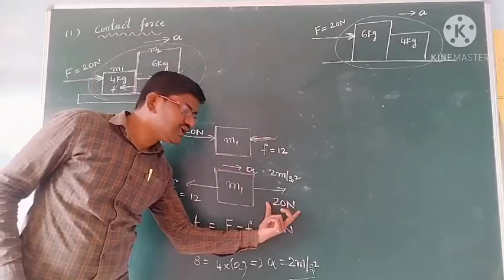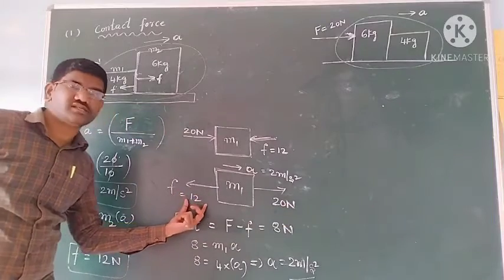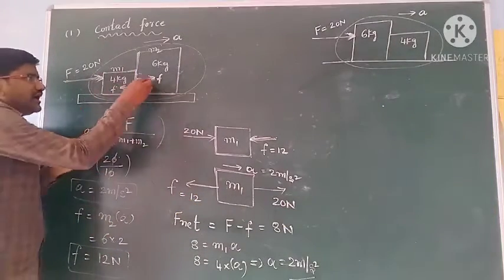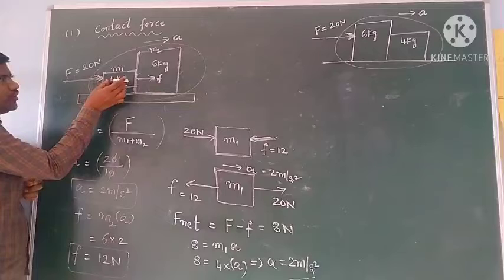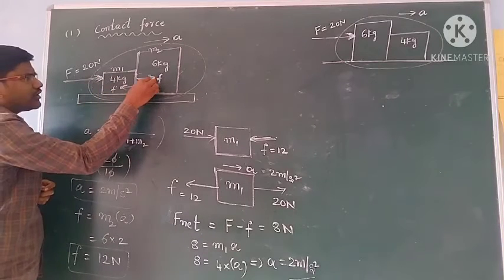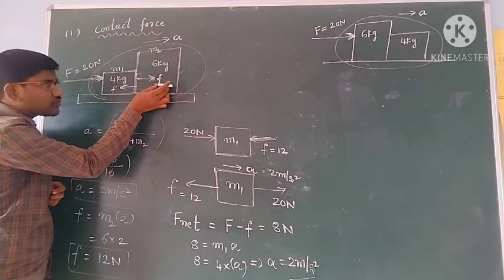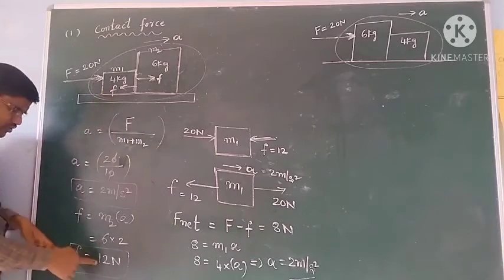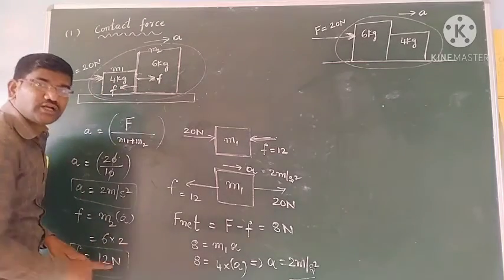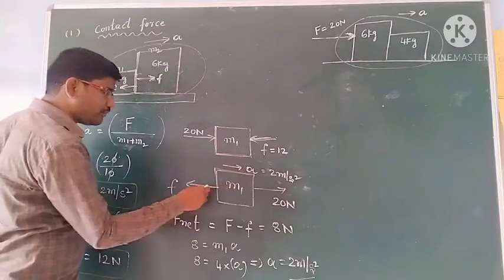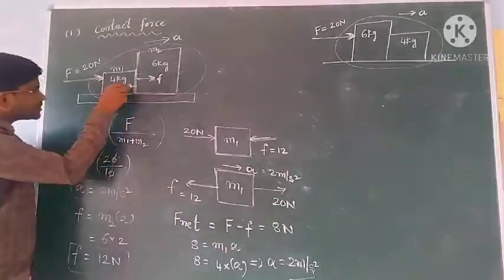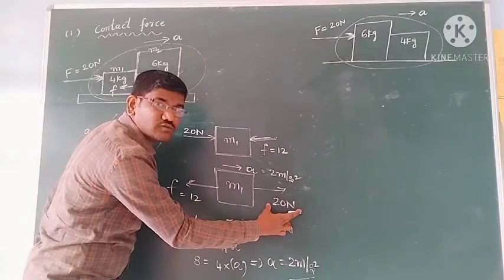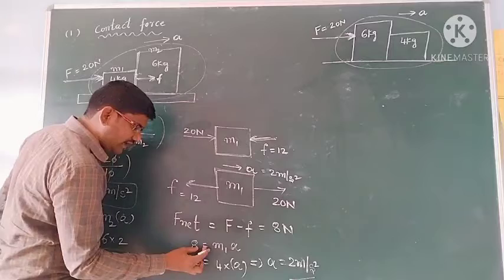Out of the 20 newtons, 12 newtons is wasted. Because as you are pushing with 20 newtons, it is trying to stop it. You are pushing 4 kilogram, 4 kilogram is pushing 6 kilogram. It is called action. The same amount of reaction you will get. That F is equal to 12 newtons, I got it. That 12 newtons is trying to stop m1 in the backward direction. But applied force is 20 newtons. So 20 minus 12.